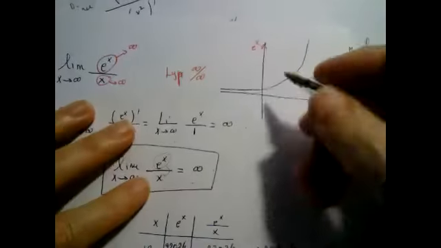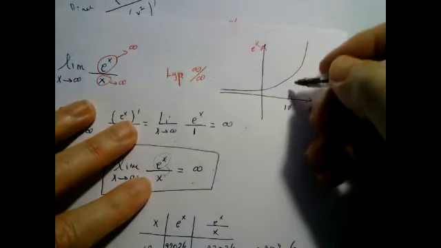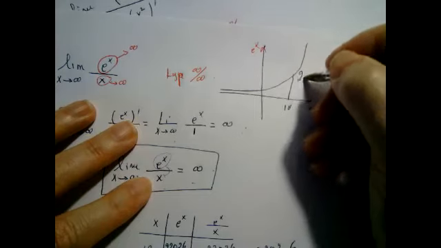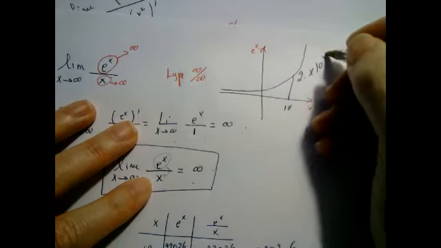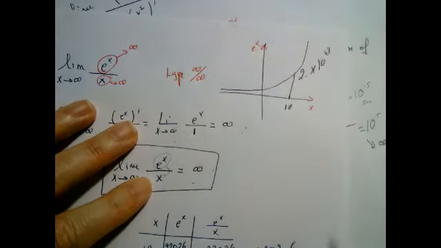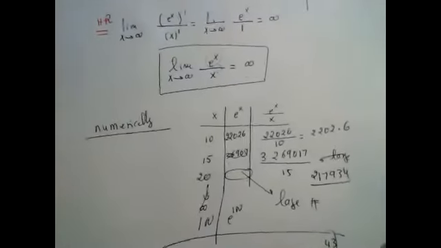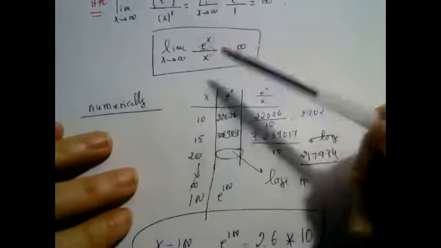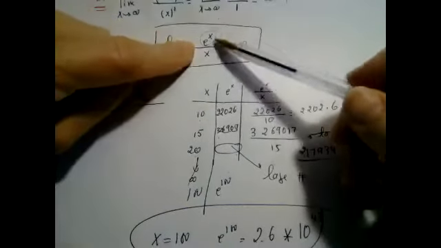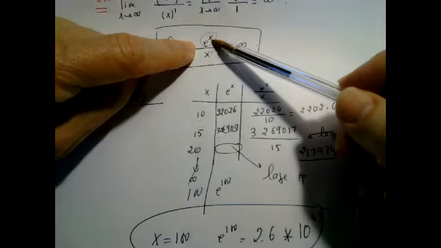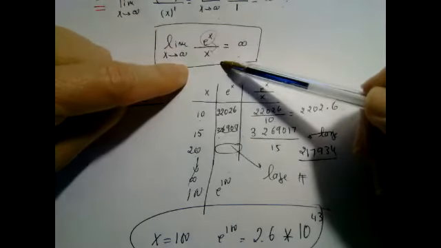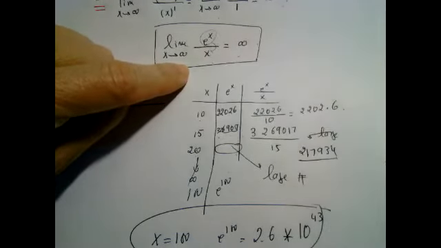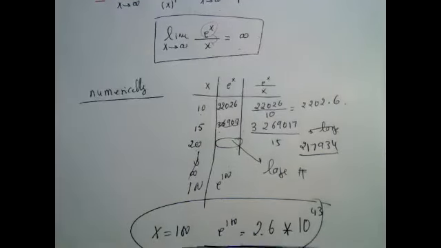It means if x equals 100, this function takes the values 2 times 10 to the power 43. That's how large this function is. So that's why when I'm taking the ratio of e to the x over x, I'm getting something very large, because when x is large, this is way, way, way larger than x. Okay, so this tells me that e to the x is a function that grows way faster than x.